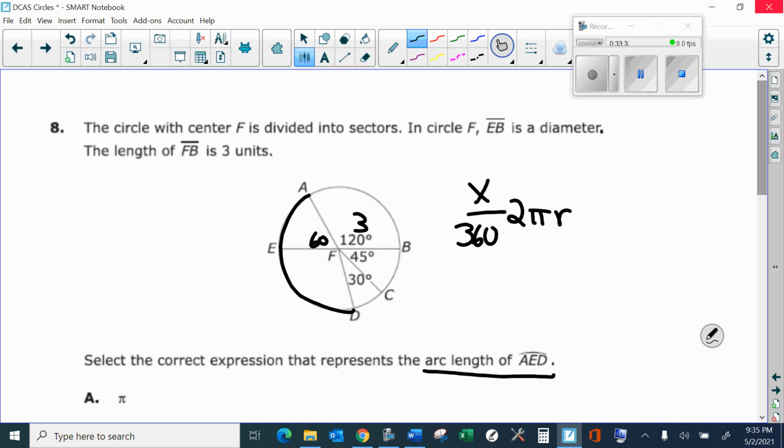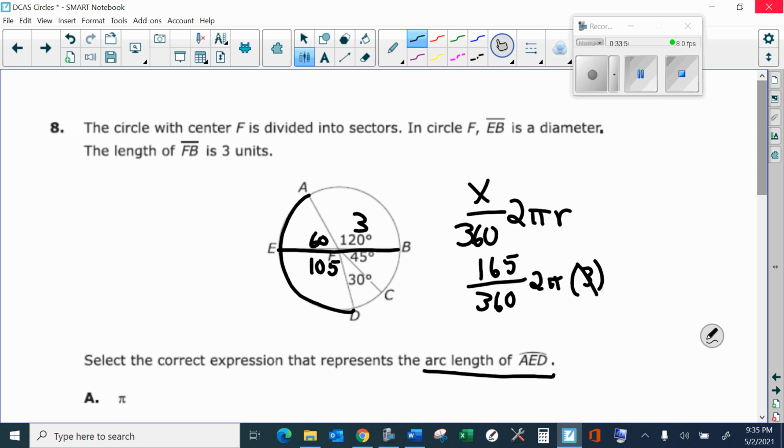So we know this is 60 because that's the diameter. We know that's 75, so this must be 105. 75 plus 105 is 180. So that total degrees is 165. So I have 165 over 360 times 2 pi r, which was 3.